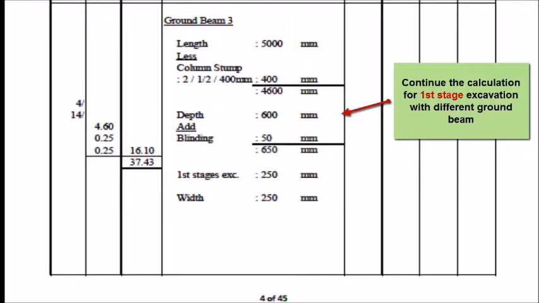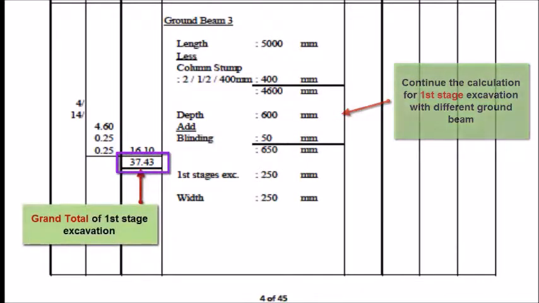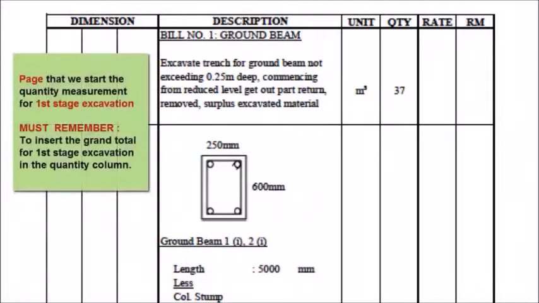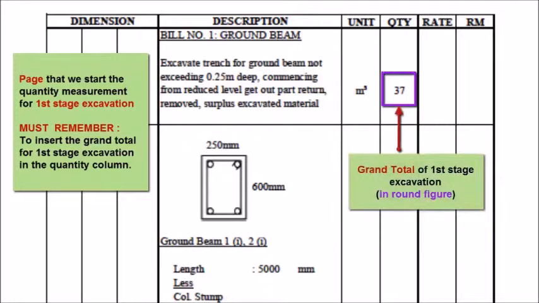After finishing all the calculations for the first stage excavation, sum up all the amounts and get the grand total of the first stage excavation. So now, the grand total we get for the first stage excavation is 37.43 meter. Finally, write the grand total of the first stage excavation at the beginning of the page where we started the calculation of first stage excavation. The grand total is written as a round figure of 37 only.